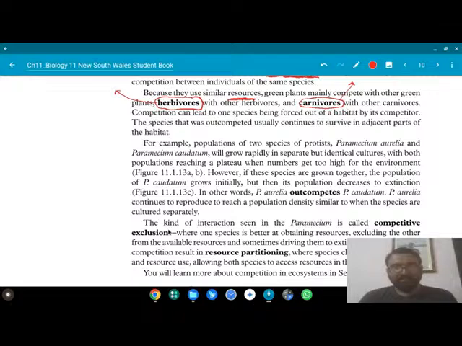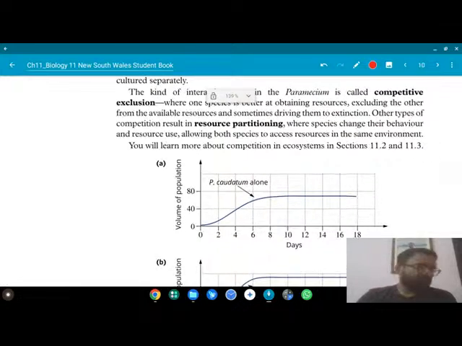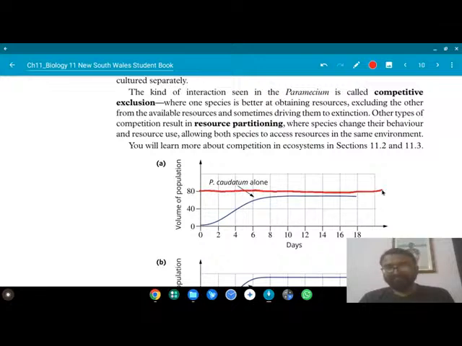Okay, and there is a similar thing. See here, it is days. Okay, volume of population. This is days. So this is limited. Can you see the graph? It is not crossing this, it is not crossing this 80.